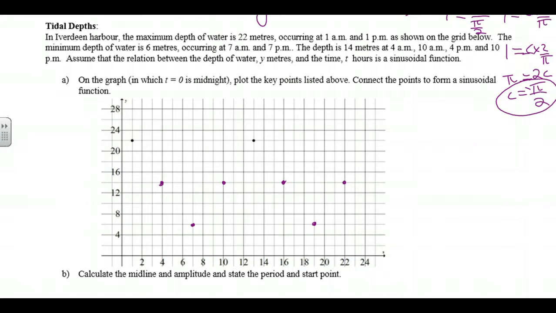Assume that the relation between the depth of water, y, in meters, and time t in hours is a sinusoidal function. On the graph, in which t equals 0 at midnight, plot the key points listed above, so we've done that. Connect the points to form a sinusoidal function. So we know that our minimum is 6, our maximum is 22, our midline is going to be 22 plus 6, which is 28 divided by 2 is 14. So D is equal to, let's just say mid.